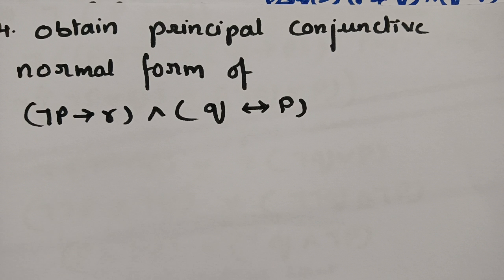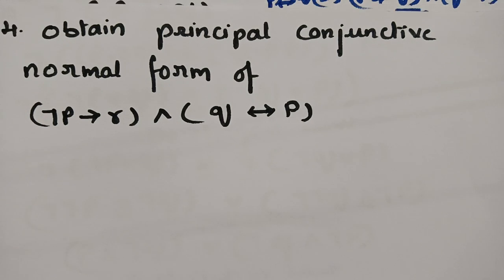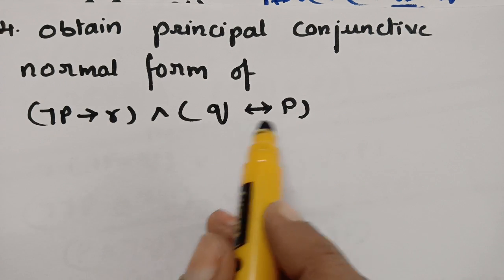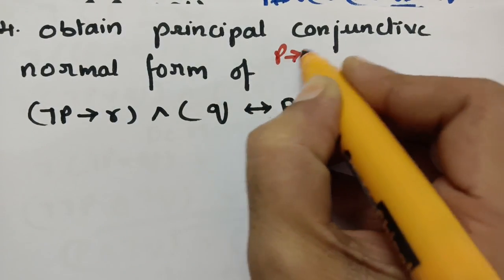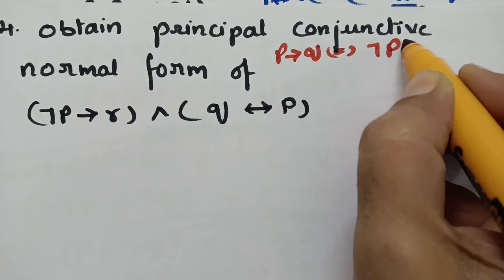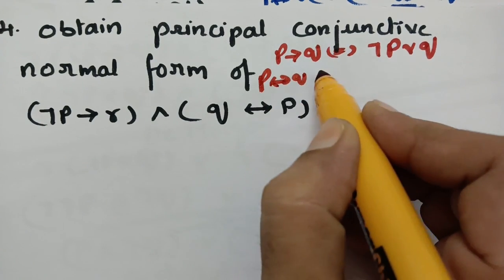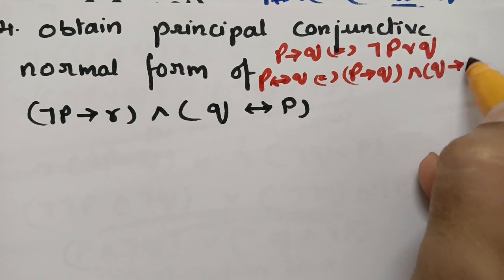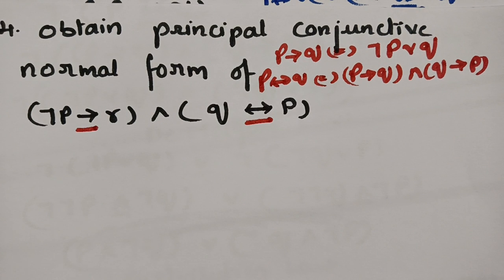See here, this one: obtain the principal conjunctive normal forms for negation P implies R and negation P or negation Q. There are two formulas related to this. The equivalent formula for P implies Q can be written as negation P or Q, and for P double implies Q, the equivalent formula is P implies Q and Q implies P. So there is a double implication and there is a single implication here, and therefore I am using both the equivalent formulas.